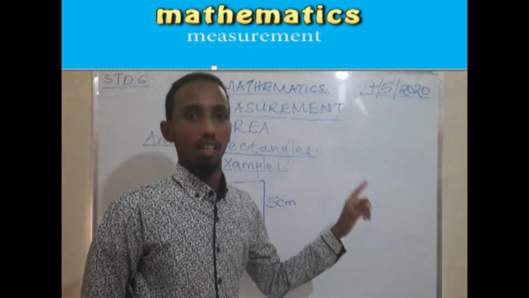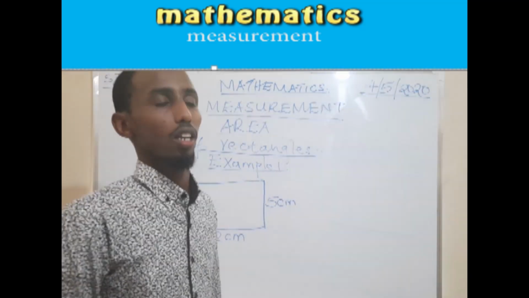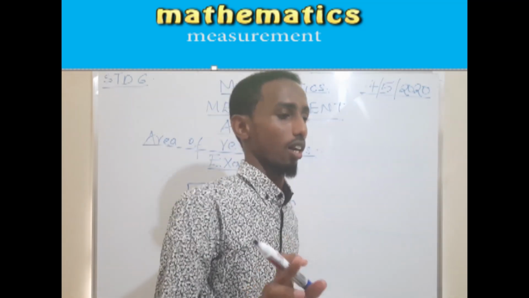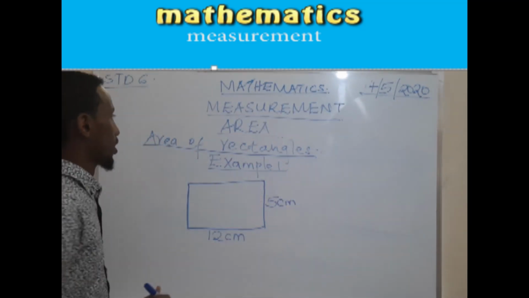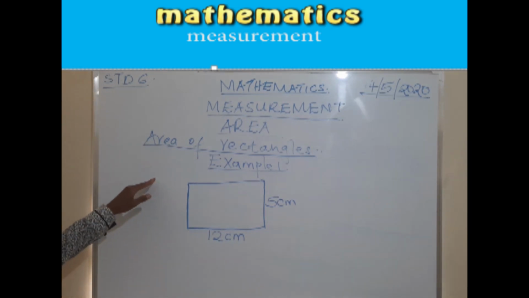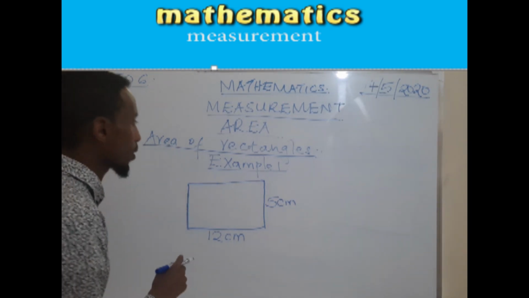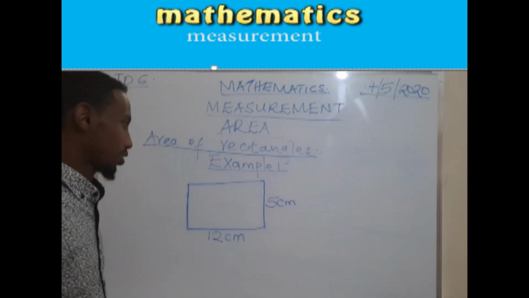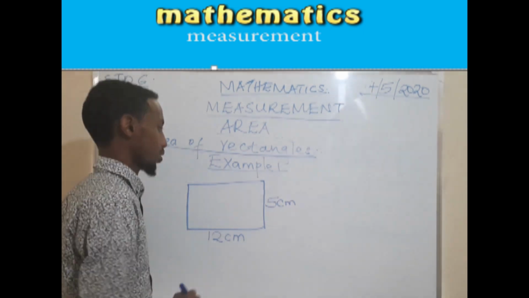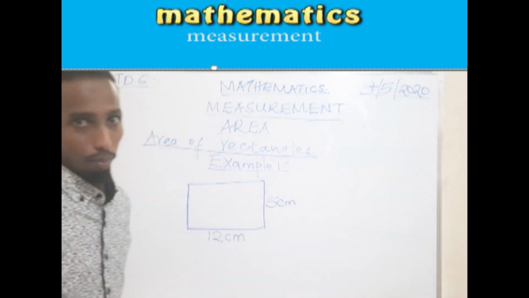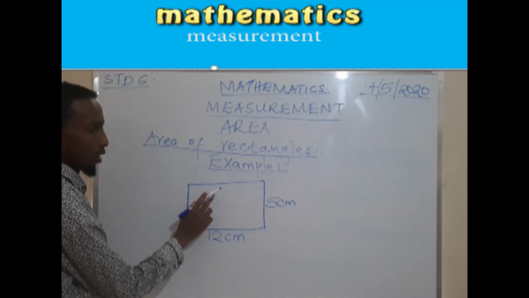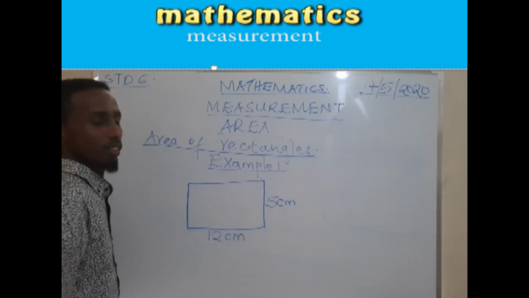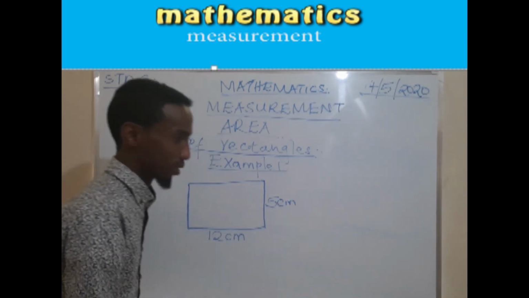So I want you to understand that in area we don't look for the area of irregular shapes, and we defined what are irregular shapes and what are regular shapes. Today I want us to start with the first shape, which is the area of a rectangle. We are going to see how we can get the area of a rectangle when given a diagram. So I have a diagram of a rectangle. The length is 12 centimeters and the width is 5 centimeters.